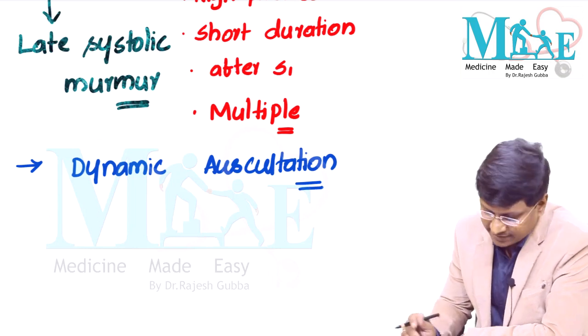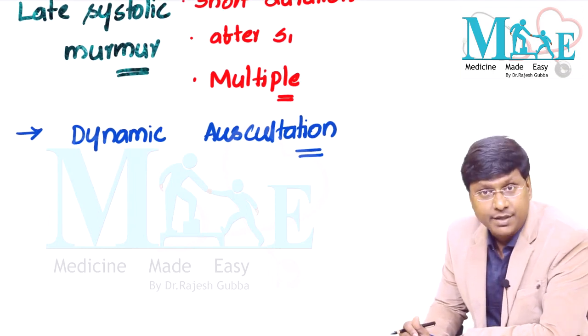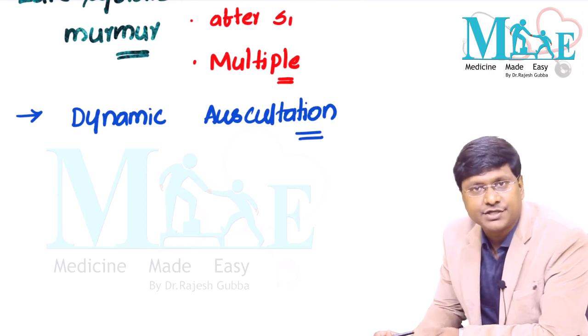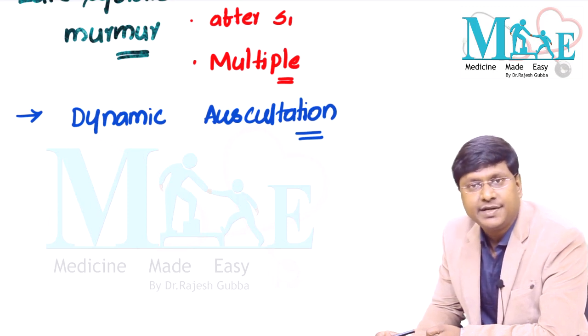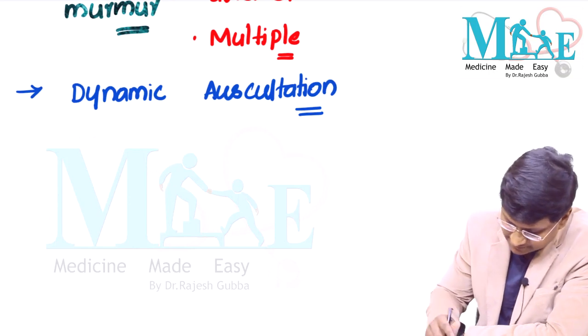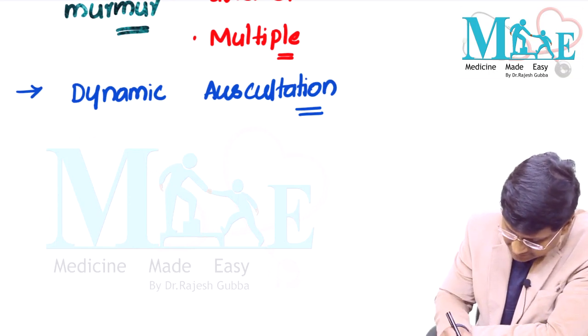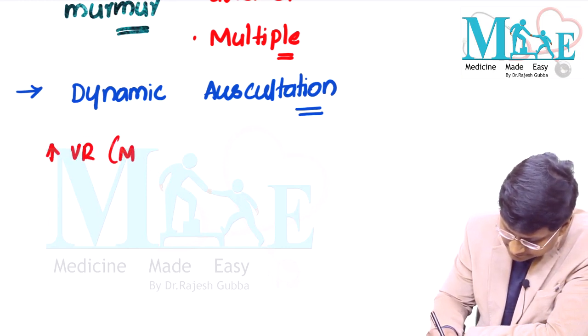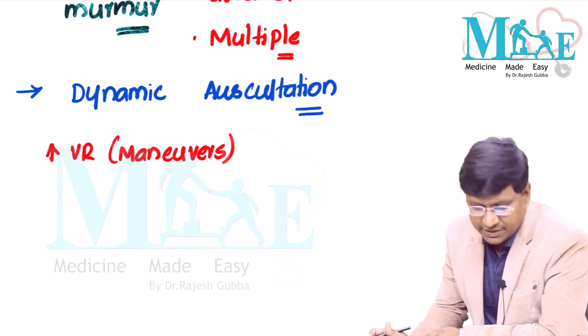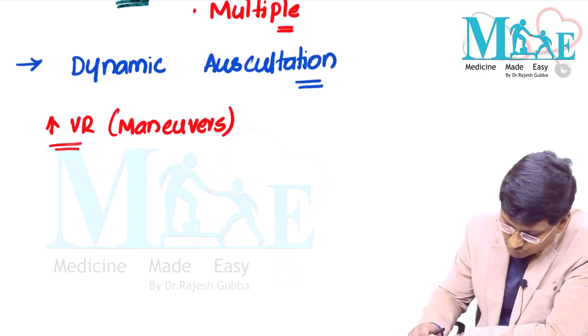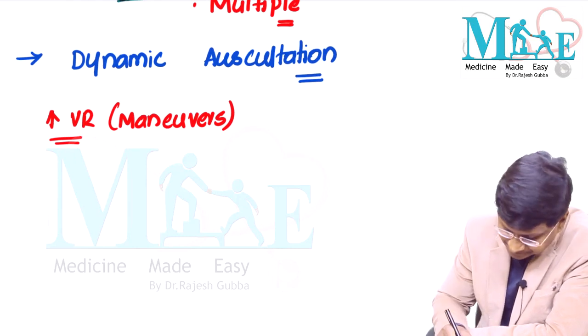This is the point where you have to do a dynamic auscultation. Now, you have to do dynamic auscultation by doing certain maneuvers which will increase the venous return, and by doing maneuvers which will decrease the venous return. For example, we will see the maneuvers which will increase the venous return. Now, what are the maneuvers which will increase the venous return?